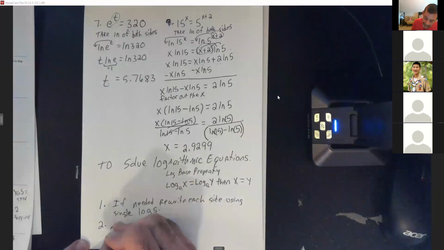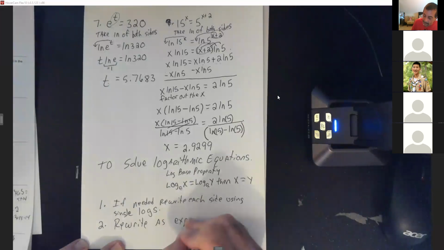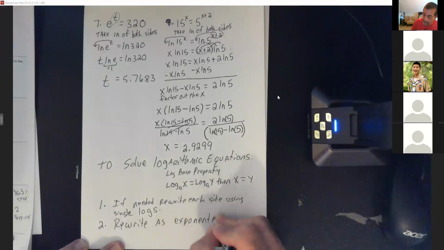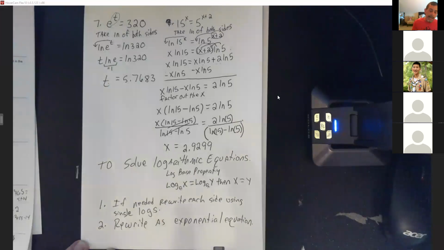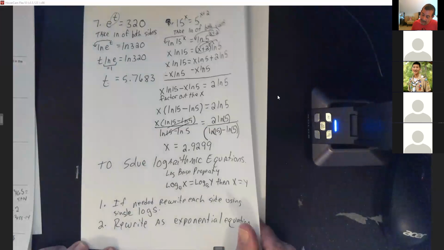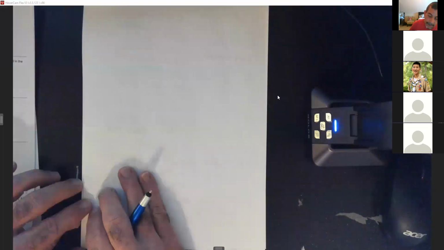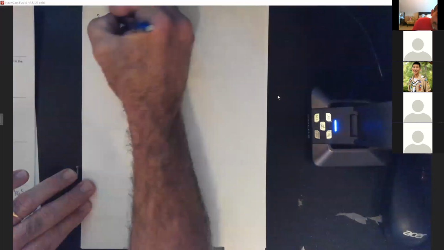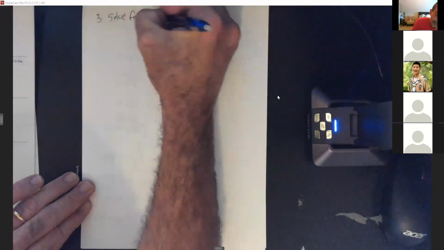At that point, I can then rewrite it as an exponential equation. So I'll go from the log to the exponential, and that's why y'all were having to learn the other day how to transfer from the logs to the exponential and back and forth, okay? All right, after I rewrite it as an exponential equation, my third step, I'm going to solve for that variable. And then finally, check if needed.